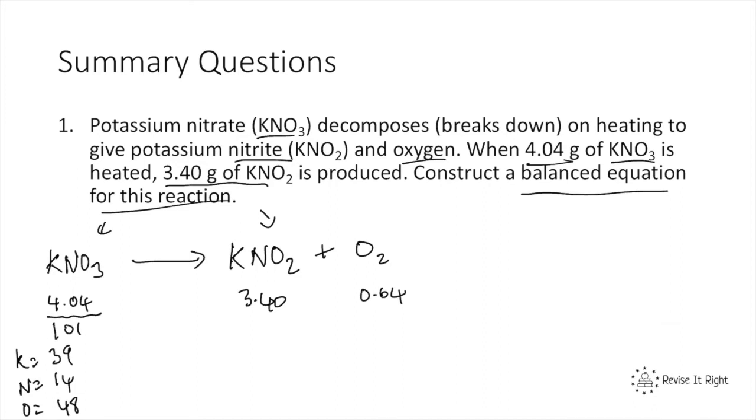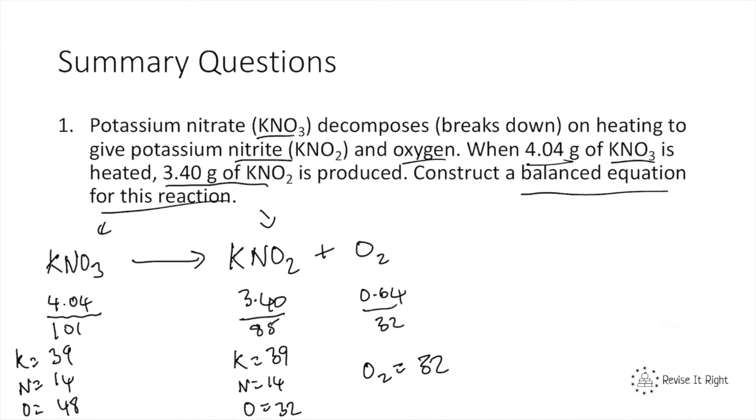Then the next one, KNO2. So K, potassium, again, is 39. N, nitrogen, is 14. And our oxygen, this time it's O2, so 16 times 2 is 32. Then we add these together, so 39, add 14, add 32, should have given you 85. And finally, O2 is O2. O is 16, times that by 2, you get 32. So we're going to write that underneath there.